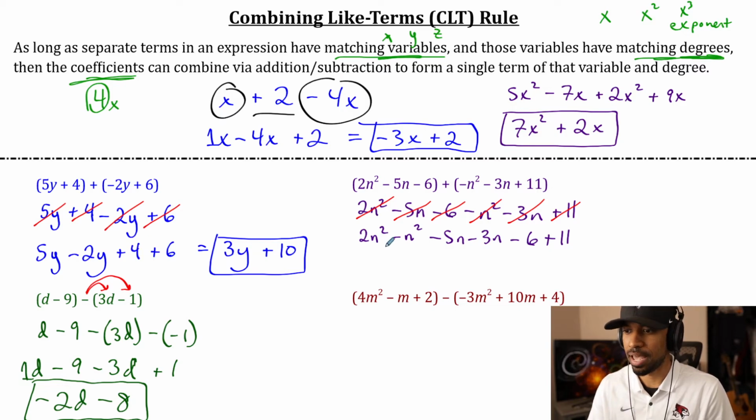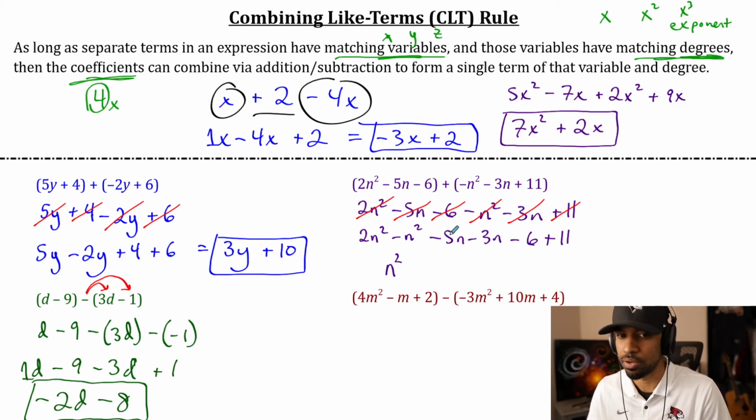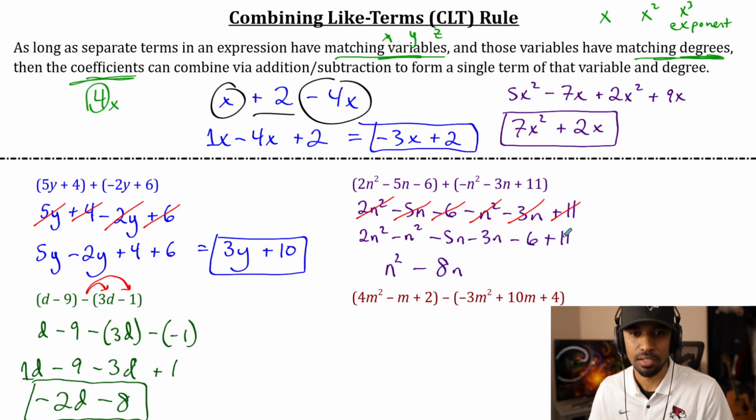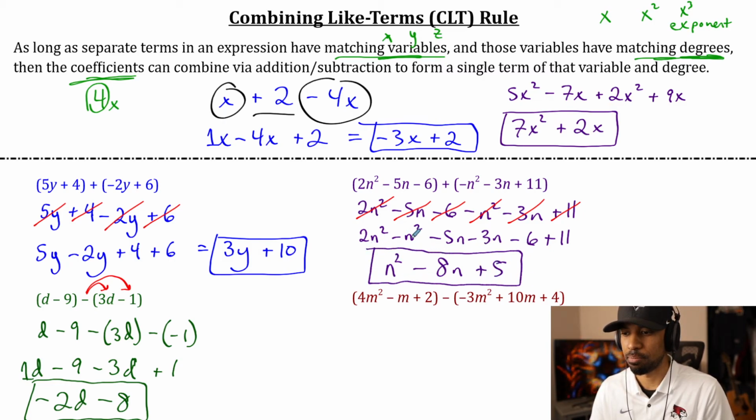Now let's go ahead and combine like terms. 2n squared minus 1n squared equals 1n squared. Do I have to write the 1? No. Most answers won't show it anyway. You can, but I won't, just to make sure you know they're the same thing. Negative 5n minus 3n is negative 8n. Negative 6 plus 11, that's 11 minus 6, that's positive 5. And that becomes the simplified version after I've combined like terms there.